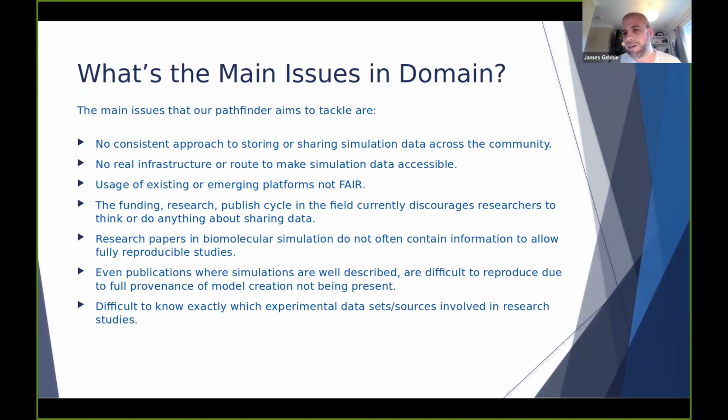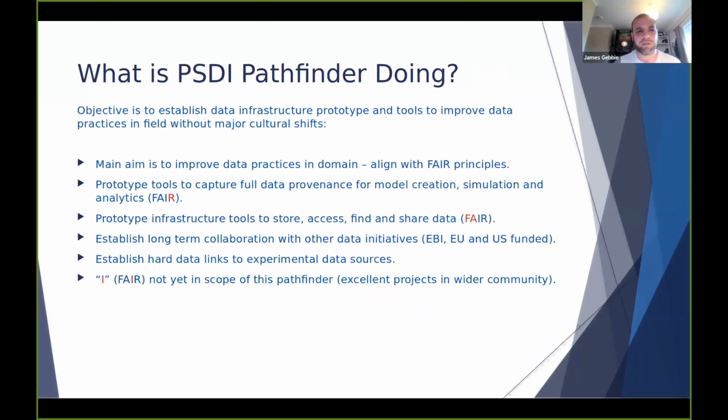So how can we tease this out in a way that is complete, but without forcing people to go through massive cultural change? This is really what our Pathfinder is trying to do.